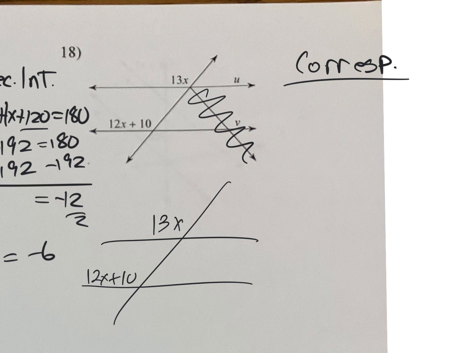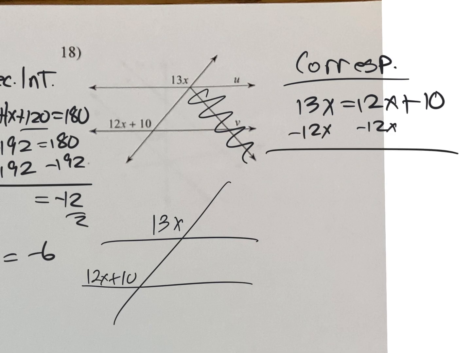All right, so since they're both obtuse, they're equal. 13x equals 12x plus 10. Got x's on both sides of the equal sign. So let's move it to the left. That's 1x equals 10. That's all you had to do. Again, it's practice.